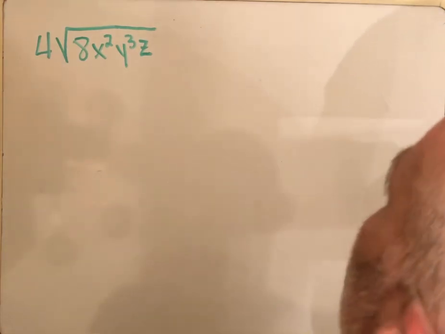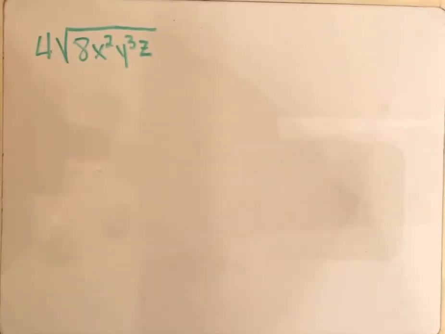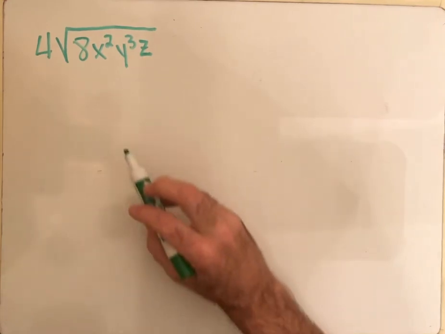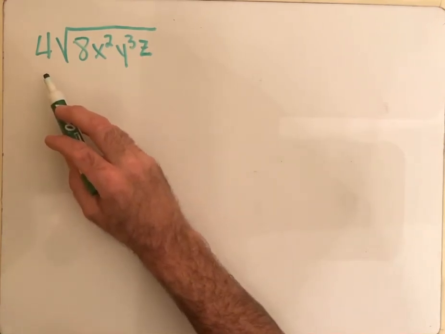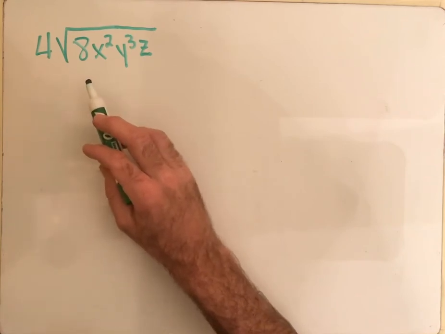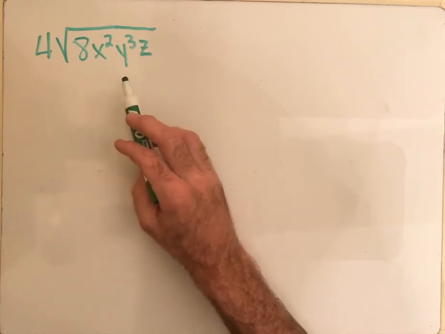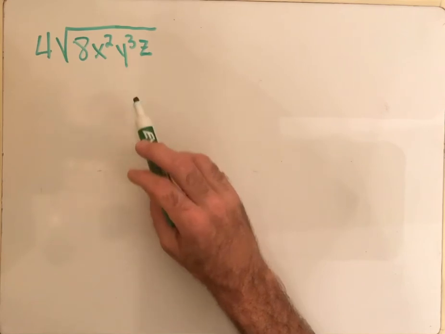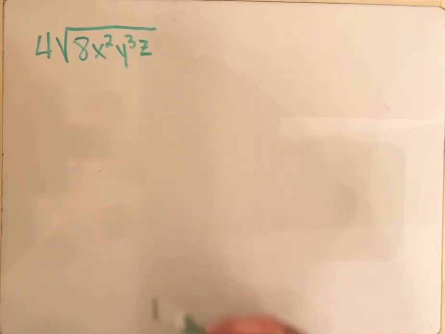All right, guys, in this video, we're going to be simplifying square root terms with variables under the radicand. So actually, these are easier. So we see we have this one says 4 times the square root of 8 times x squared times y cubed times z, or 4 times the square root of 8x squared y to the third z.